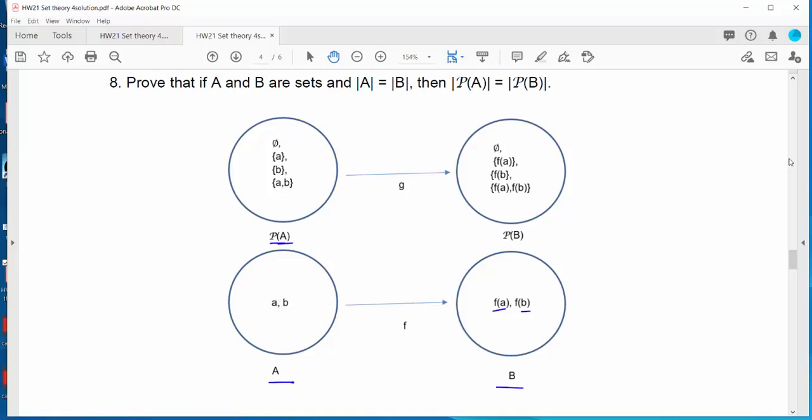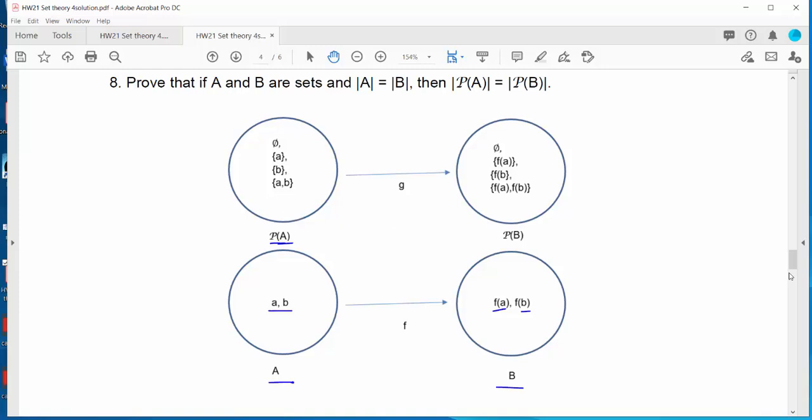And so again, simply because we've defined A and B as having only two entities, we can roster out the power set of A, right? So the power set of A is just the set of all the subsets of A. So that's going to be the null set, the set that contains A, and the set that contains B, and the set that contains A and B.